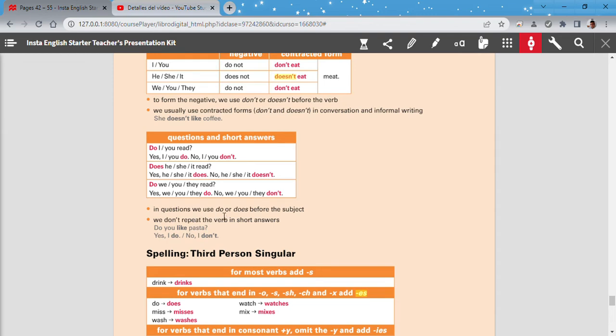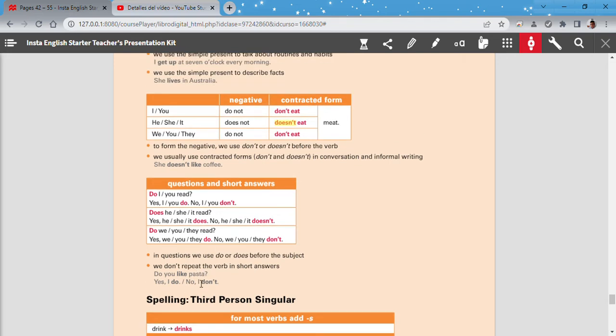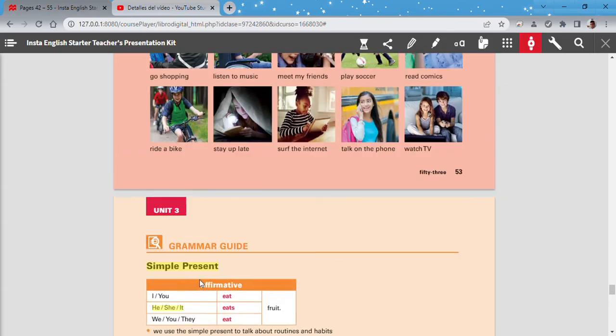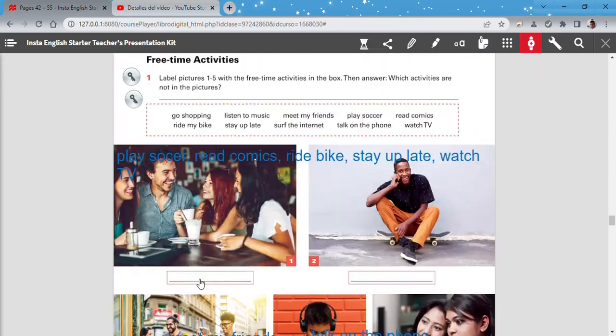In questions, we use do or does before the subject, not at the beginning. We don't repeat the verb in short answers. Do you like pasta? Yes, I do. No, I don't. And that's it. That is on that page.